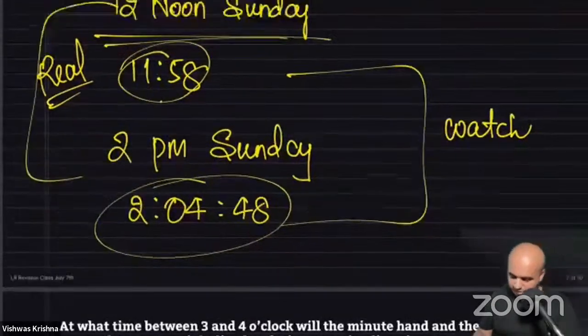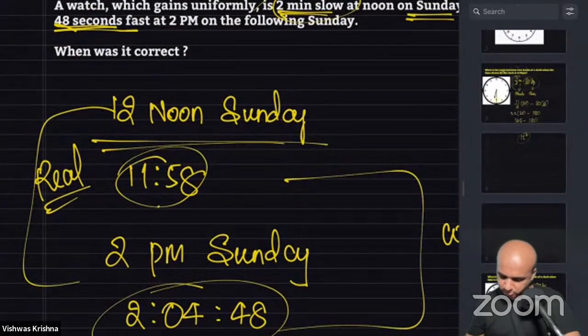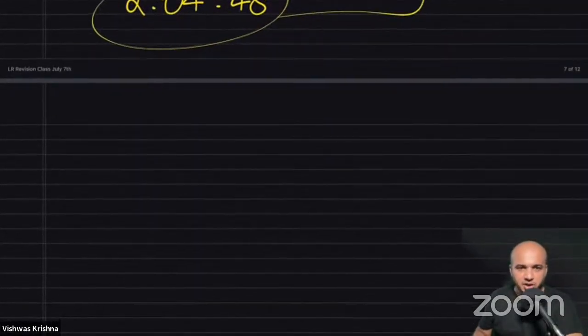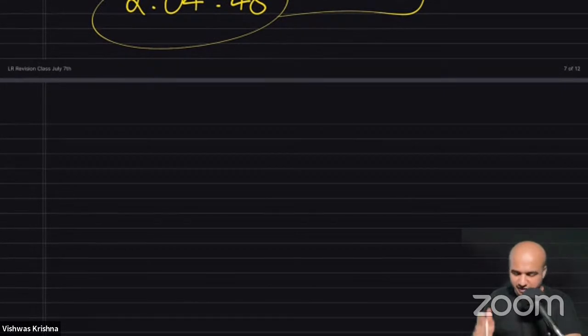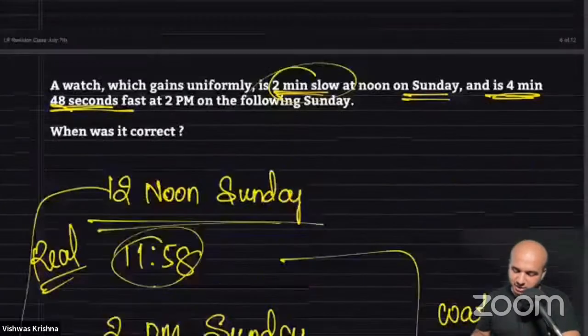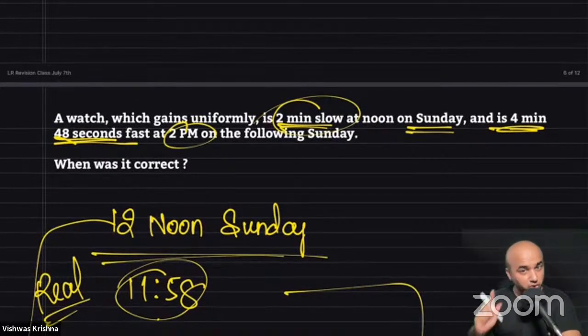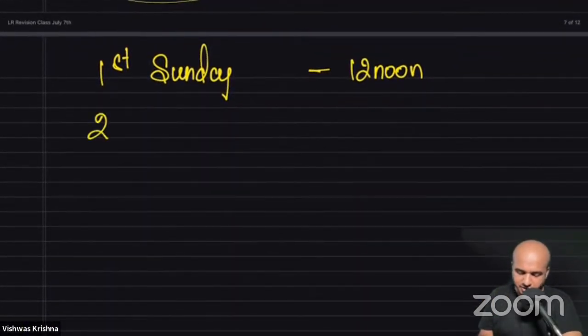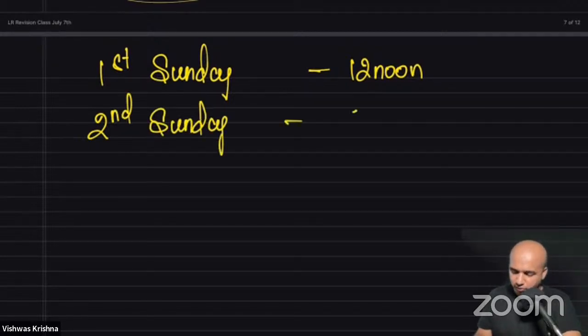Now, let me just add a few pages here. Okay, so we'll start here. Now, 12 noon Sunday, that is the first Sunday. It is 12 noon. But when they are talking about the second Sunday, they're not talking about 12 noon, but 2 p.m. From 12 p.m., they straight away went to 2 p.m. On the second Sunday, the subsequent Sunday, we are given the reference of 2 p.m.